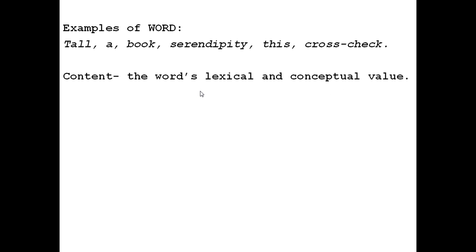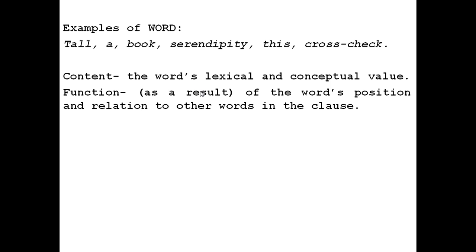Okay. Now let's see some example of words. Tall, a book, serendipity, this, cross-check. These are all words. You see, one is an adjective, one is an article. There are two nouns. There's a demonstrative. There's a noun that's composed of two nouns united by a dash. Okay. Now not all of them are content words, if you remember, but they have a content and they have a function. Okay.